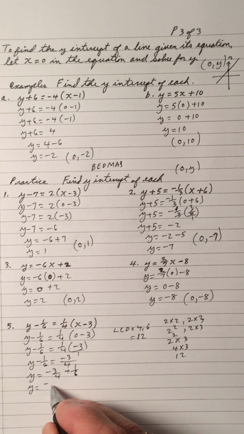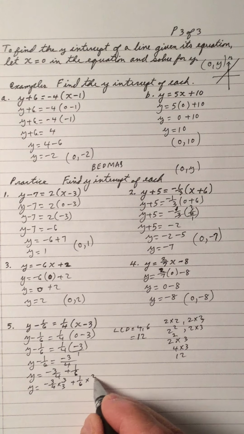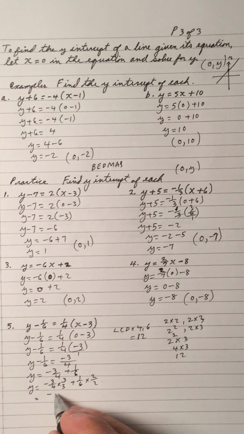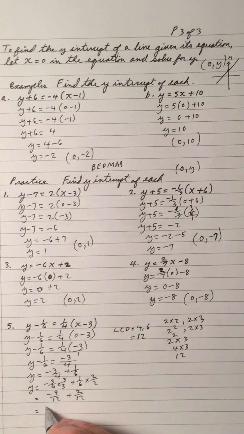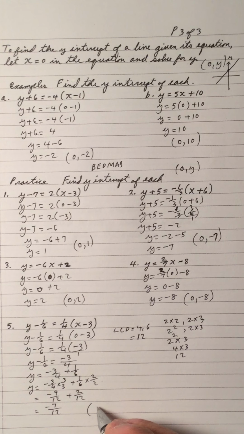So we convert each fraction to a 12. So we multiply the first fraction by 3 over 3. And we multiply the second fraction by 2 over 2. That gives us -9 over 12 plus 2 over 12. And when we add, we get a -7 over 12. Because when we add fractions, we keep the denominator and add the numerators. So the y-intercept is 0, the x-coordinate, and the y is -7 over 12.